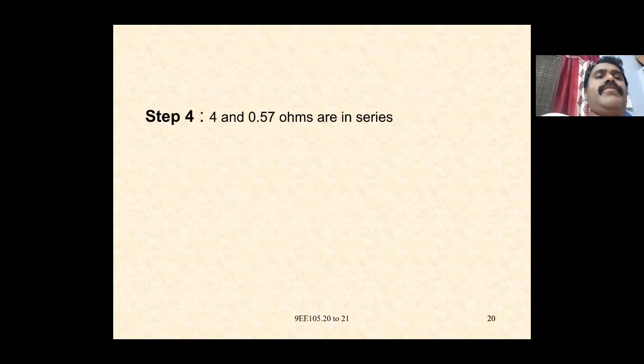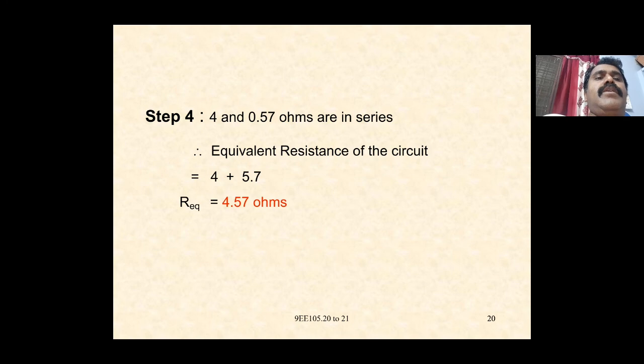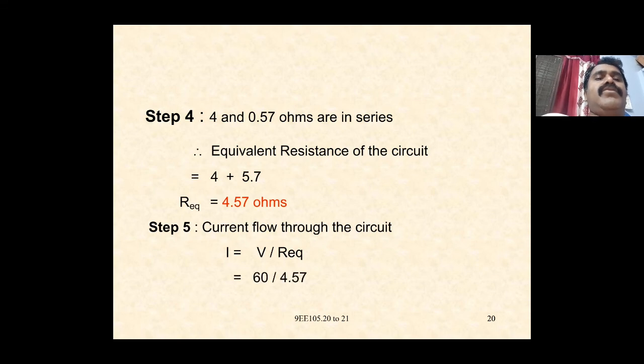4 and 0.57 ohms are in series. Equivalent resistance of the circuit is equal to 4.57 ohms. Current flow through the circuit, which is called I, is equal to V by R equivalent, which is equal to 60 by 4.57, which is equal to 13.13 amperes.